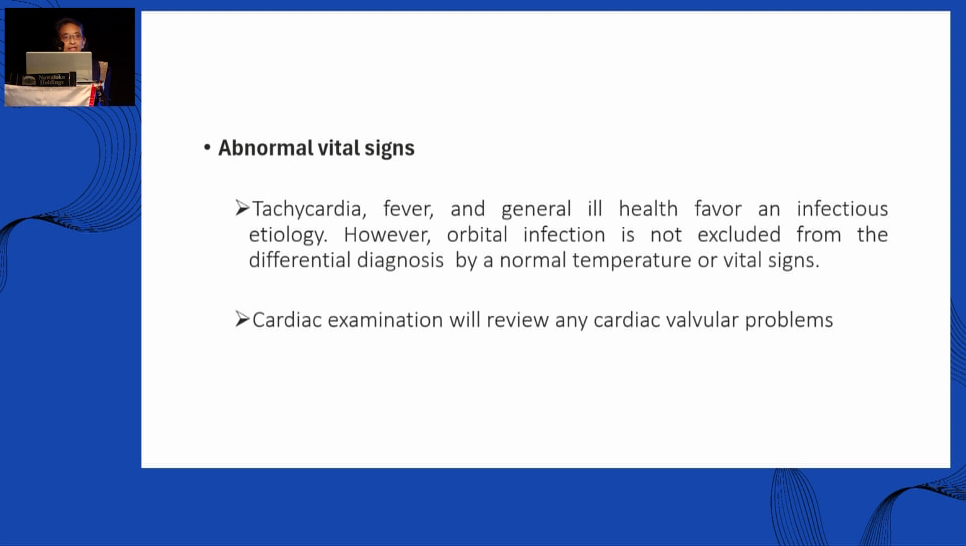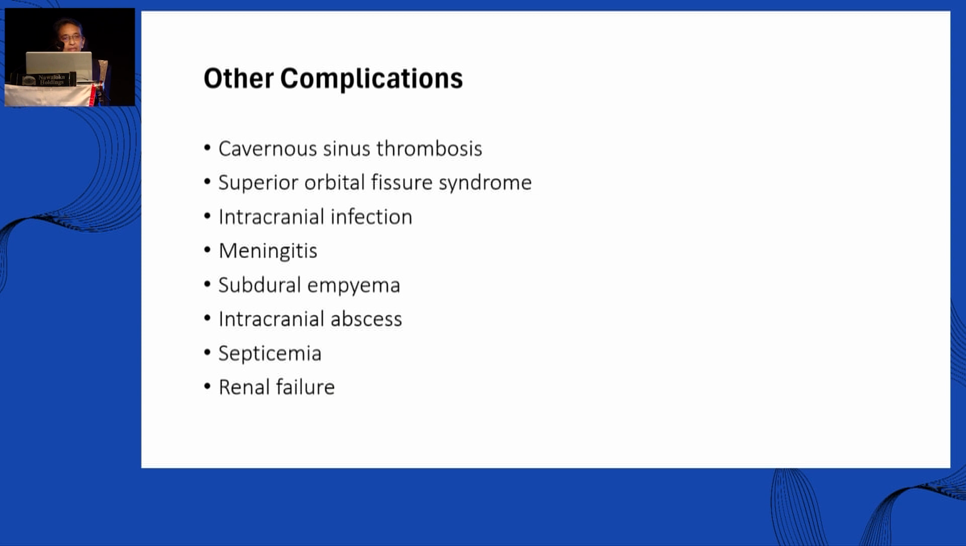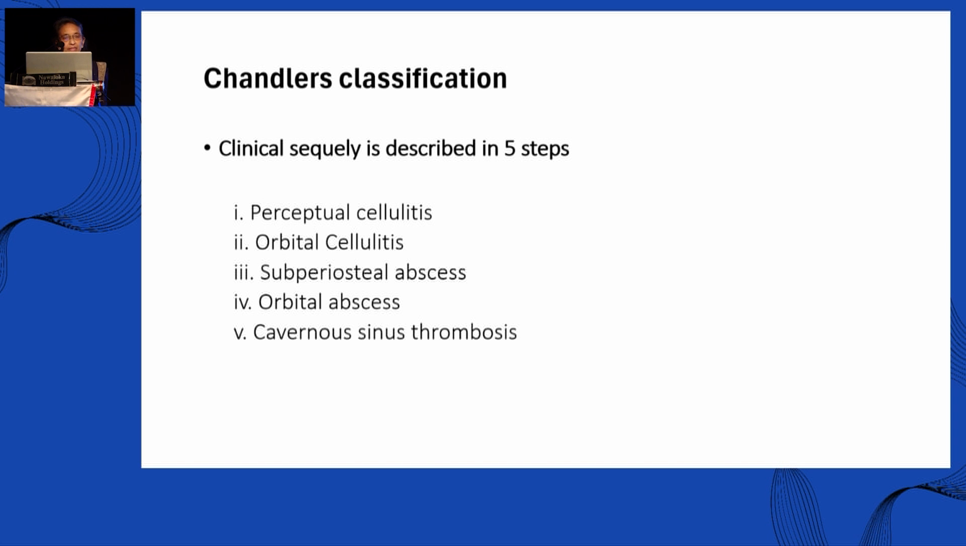And also that needs cardiac examination to exclude cardiac valvular problems. Other complications are the known complications: cavernous sinus thrombosis, superior orbital fissure syndrome, intracranial infection, meningitis, subdural empyema, intracranial abscess, septicemia, and also secondary renal failure. The sequel of this has been classified by Chandler's classification in 5 steps: preseptal cellulitis, orbital cellulitis, subperiosteal abscess, orbital abscess, and cavernous sinus thrombosis.